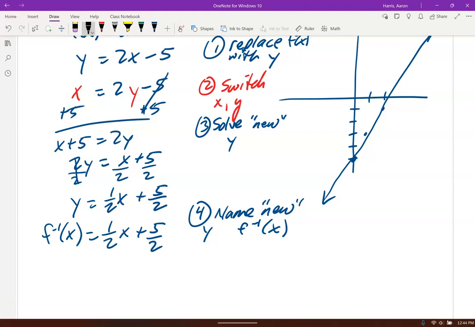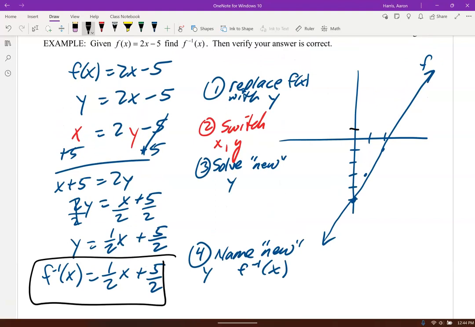And let's go ahead and, you know what, let's graph it. So it has a y-intercept of 5/2, so 2.5. And I'm up 1, right 2. Up 1, right 2, and so on. And you can see that they are reflections about the line y equals x. So that's our inverse, 1/2 x plus 5/2. You can also write that as x plus 5 all over 2 as your inverse, right?